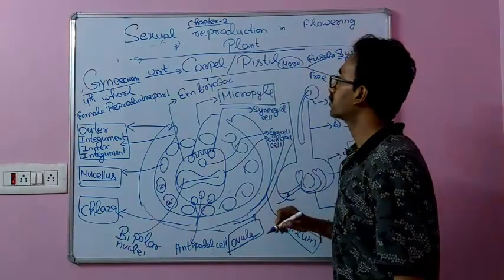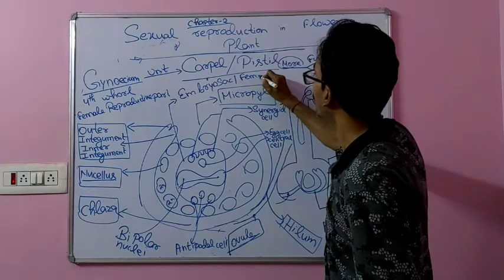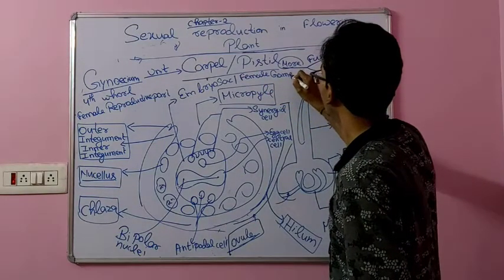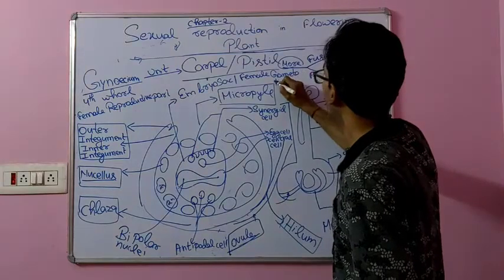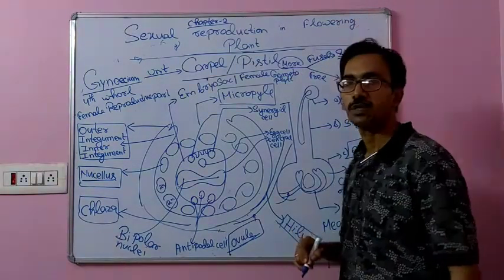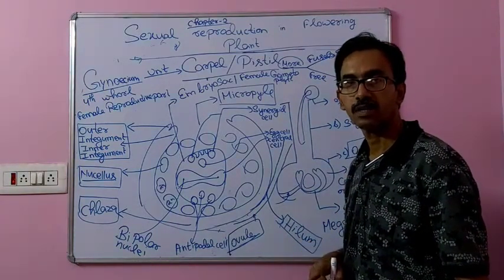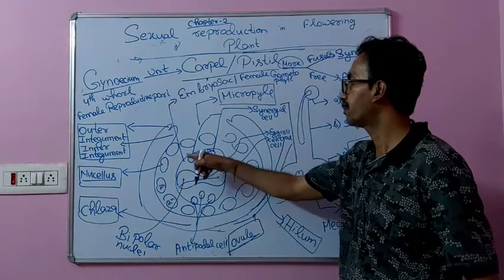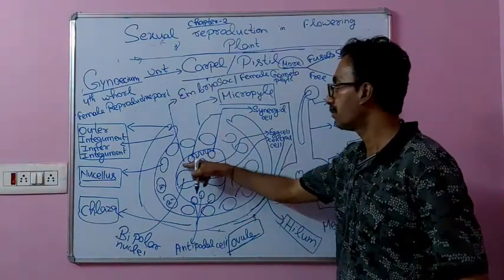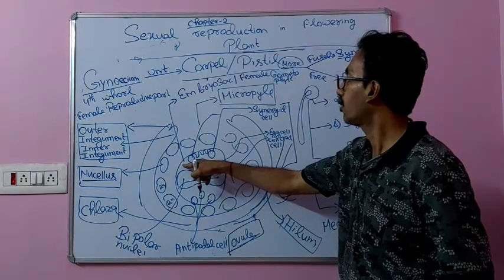It is also called the female gametophyte. As we know, the male gametophyte is represented by the pollen grain, and the female gametophyte is represented by this embryo sac. This embryo sac comprises the following structures.